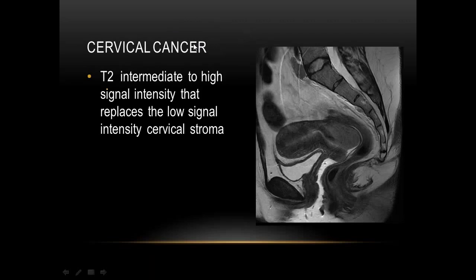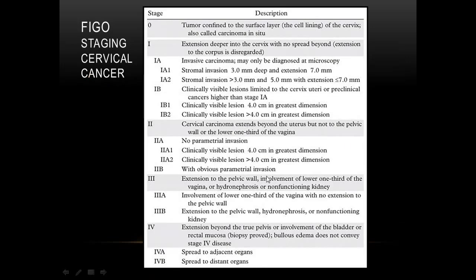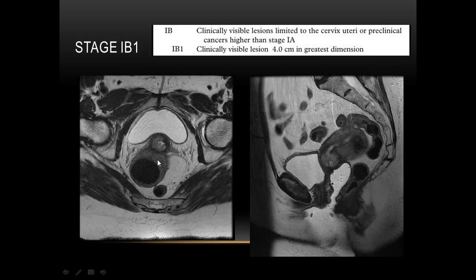What does cervical cancer look like on MR? It is T2 intermediate to high signal that replaces the low signal intensity of our cervical stroma here. This is the FIGO staging for cervical cancer, and I'm just going to go through and show you an example of each. This is stage 1B1 disease. There's a clinically visible lesion greater than stage 1A, but it's less than 4 centimeters. There's no parametrial involvement. She's optimal for surgical therapy.